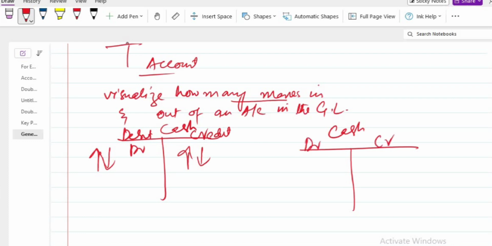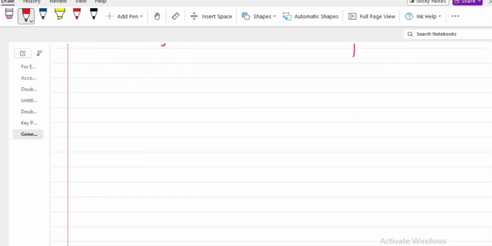Now, why use it? We use T accounts as an easy way to track changes in an account and make sure everything balances. Because of double entry bookkeeping, every transaction affects two accounts, and that is the reason we have this visualization, from which we can get more information very easily. Now let's talk about the elements of the T account.